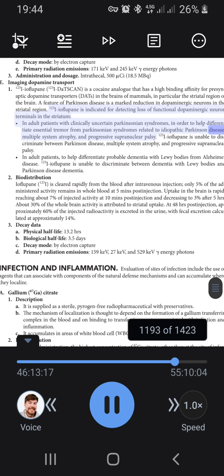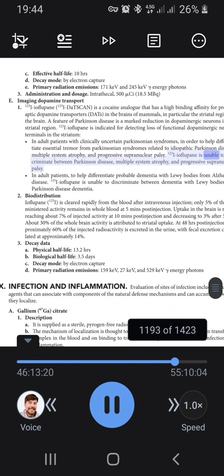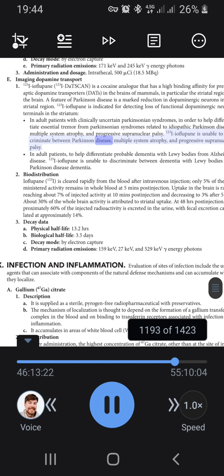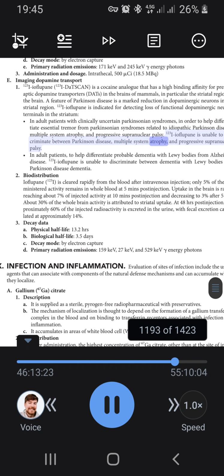I-123 ioflupane is indicated for detecting loss of functional dopaminergic neuron terminals in the striatum in adult patients with clinically uncertain Parkinsonian syndromes, in order to help differentiate essential tremor from Parkinsonian syndromes related to idiopathic Parkinson's disease, multiple system atrophy, and progressive supranuclear palsy. Ioflupane is unable to discriminate between Parkinson's disease, multiple system atrophy, and progressive supranuclear palsy. In adult patients, it helps differentiate probable dementia with Lewy bodies from Alzheimer's disease. Ioflupane is unable to discriminate between dementia with Lewy bodies and Parkinson's disease dementia.